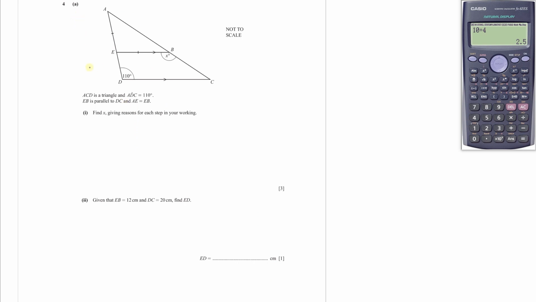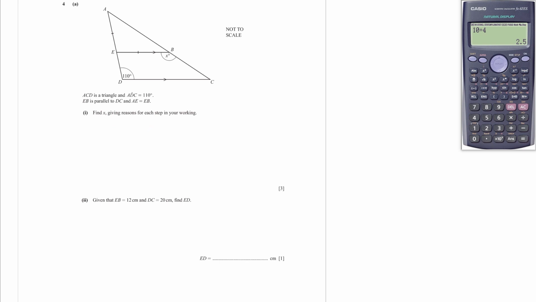Question number 4. ACD is a triangle and ADC is 110 degrees. These two lines, EB and DC, are parallel, and these lines AE and EB are equal in length. Find x, giving reasons for each step in your working.